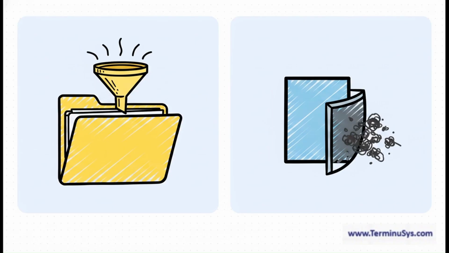But BIBA? BIBA is the exact mathematical opposite because its entire focus is integrity, protecting accuracy. Its rule is no read down, no write up. High-integrity processes shouldn't read untrusted low-integrity data, and low-integrity users shouldn't be able to write over high-integrity records. It ensures garbage data doesn't accidentally corrupt your pristine systems.